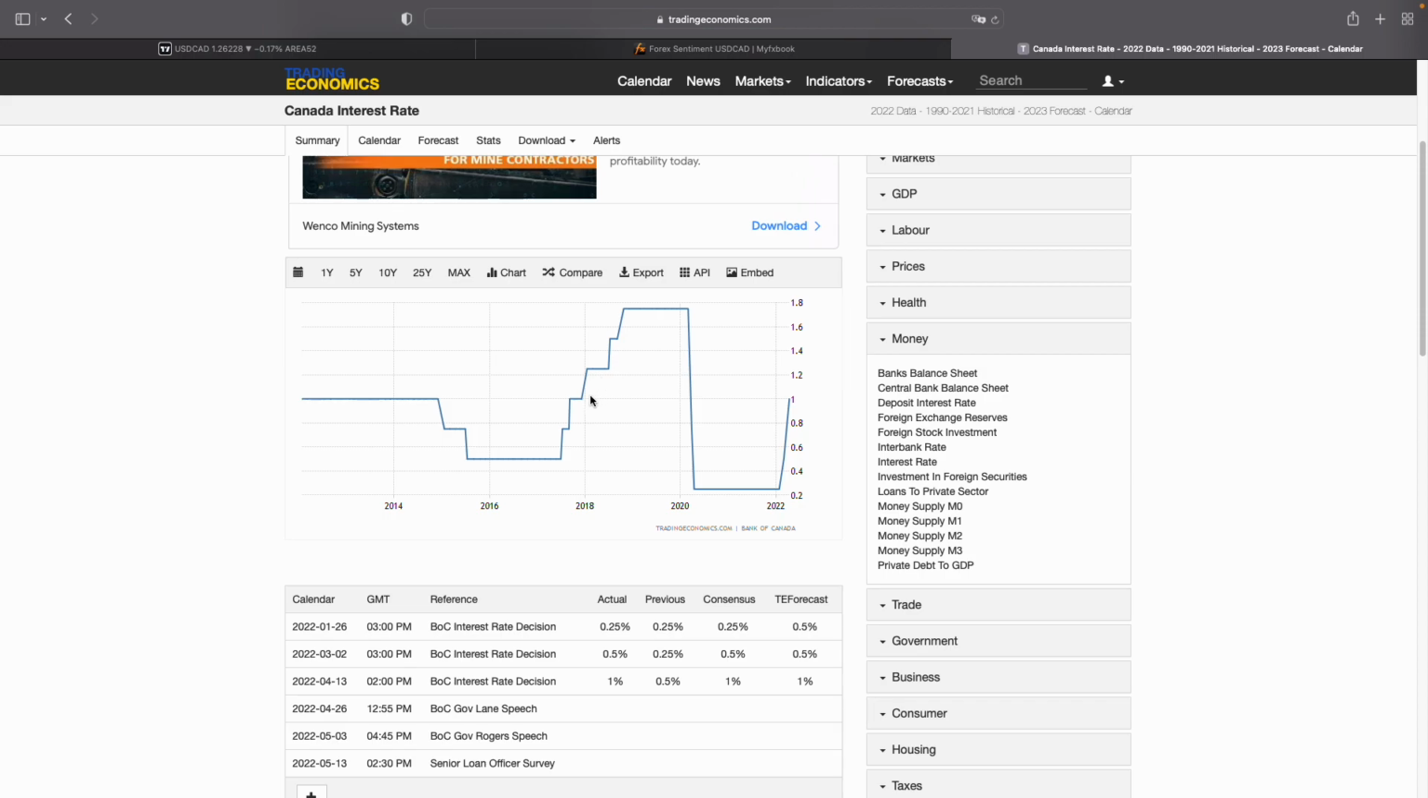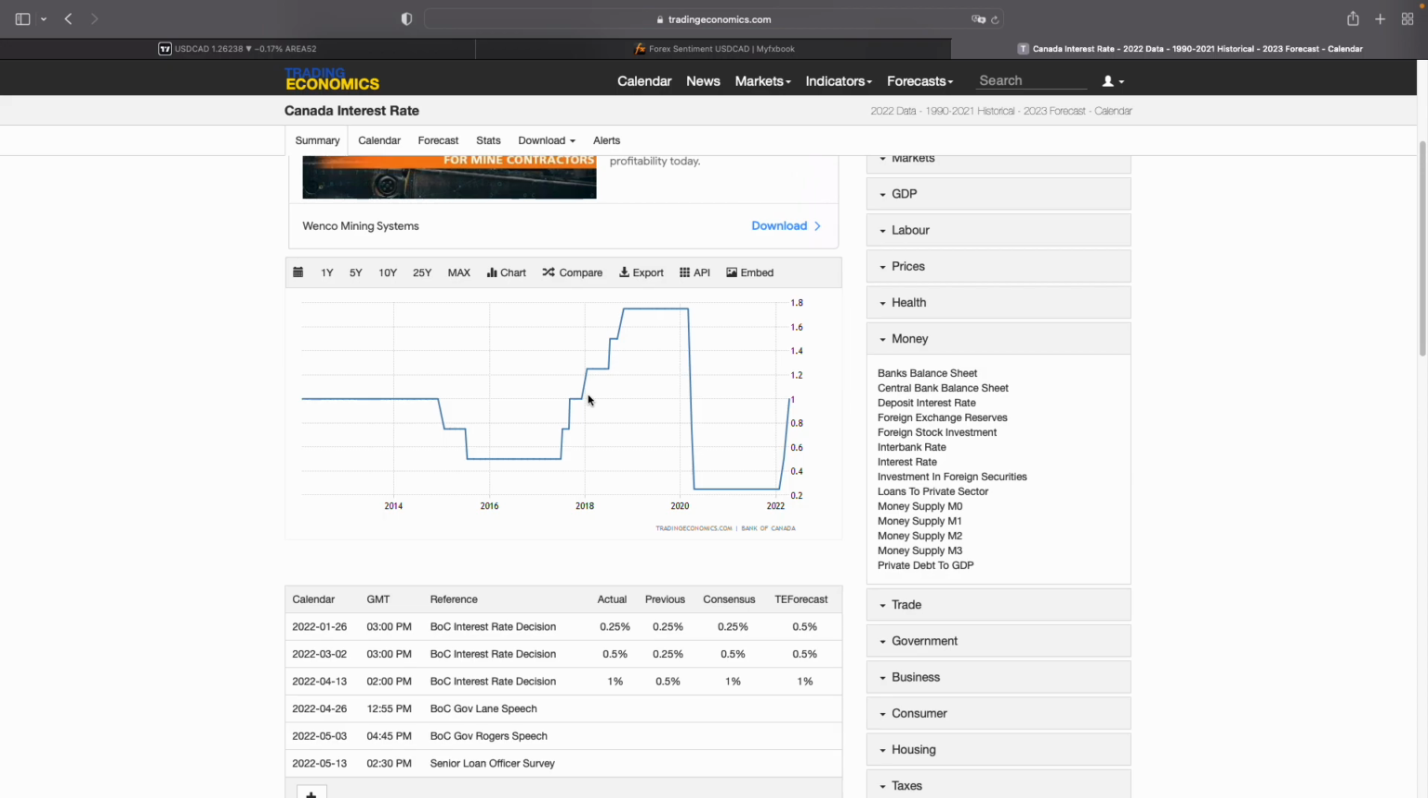Now the reason why high interest rates attract investors to any currency is that investors like to invest in currencies where the returns are a lot higher as well.